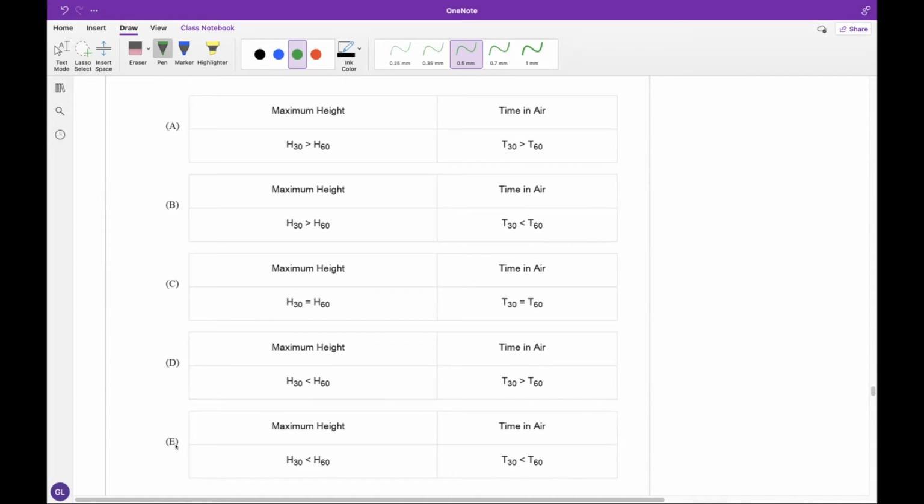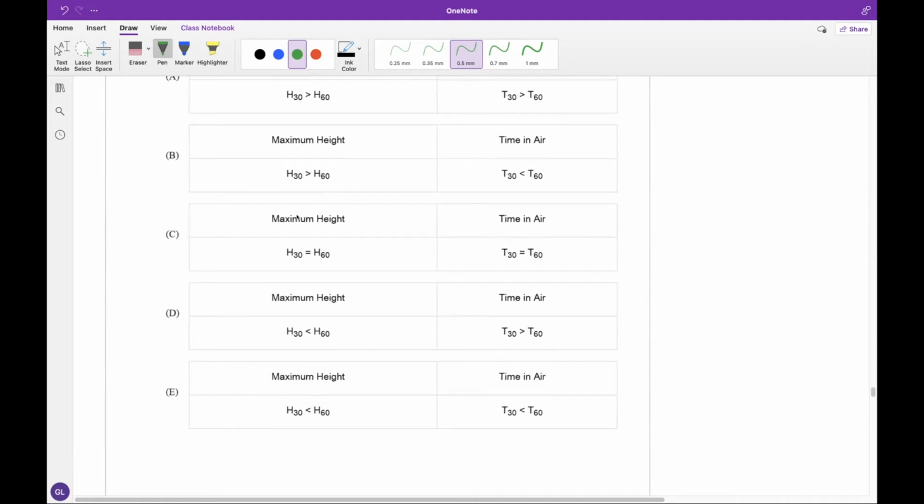All righty, so what can we expect? Well, the more upright I shoot an arrow or a projectile, the higher it's going to go, right? The physics explanation being that you have more and more vertical velocity. So we should expect that the height of 60 is going to be greater than the height of 30 degrees. So that's going to leave us with either D or E. Now, what should we be thinking about the time? Well, the higher it goes, the more time it spends in the air. So the time for 60 should be greater than the time for 30. So bam, there we go.